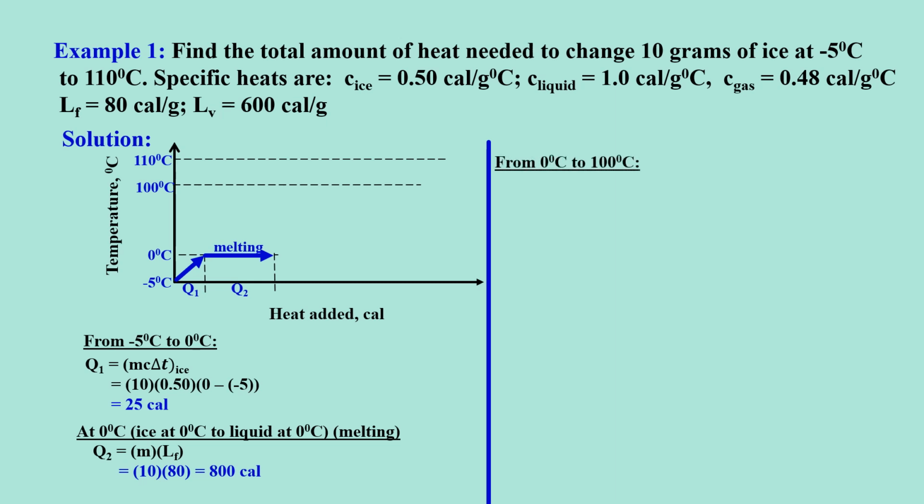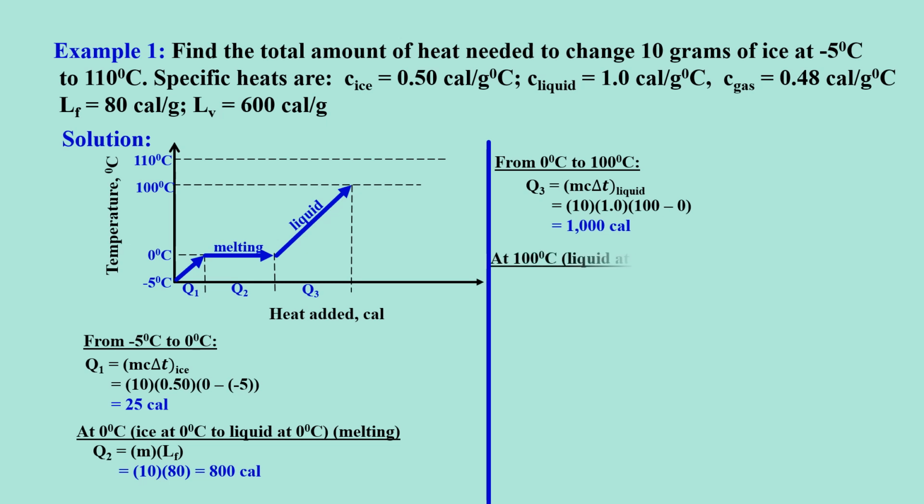From 0 to 100 degrees Celsius, this is now the liquid state. We compute the heat that should be added, Q sub 3, given by the formula Q sub 3 equals M times C times delta T. This time, this is now in the liquid state. So substituting the values, the mass is 10, the specific heat is 1, the change in temperature of the liquid is 100 minus 0, which gives 1000 calories.